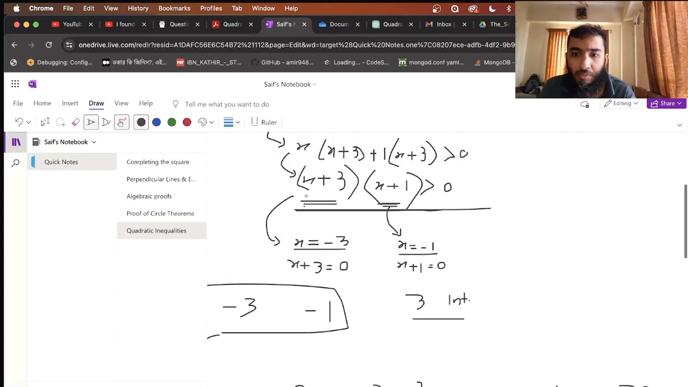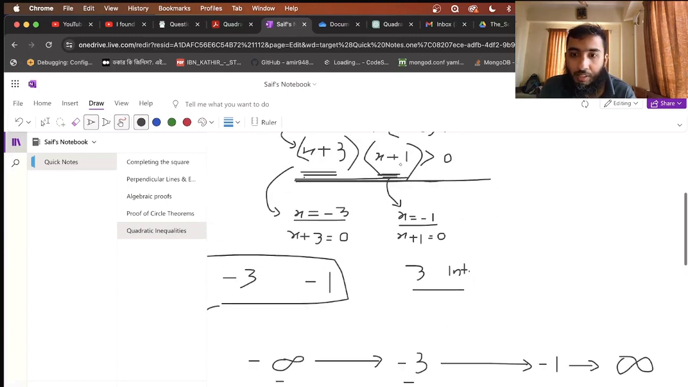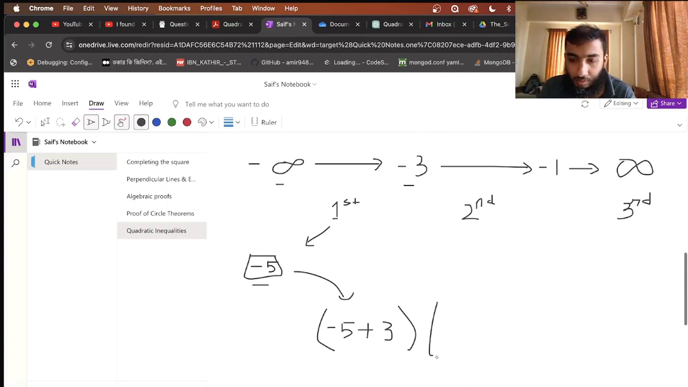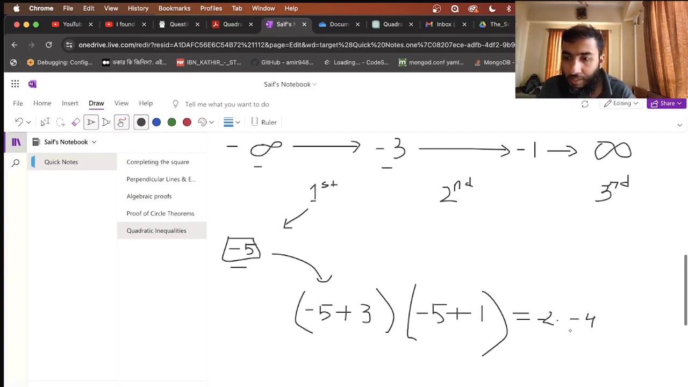or rather the left part of the multiplication of the two terms. So let's say minus 5 plus 3 and minus 5 plus 1. So what is this value? Minus 5 plus 3 is minus 2, and multiplied by minus 5 plus 1, which is minus 4. So what is the multiplication of minus 2 multiplied by minus 4? This is 8.